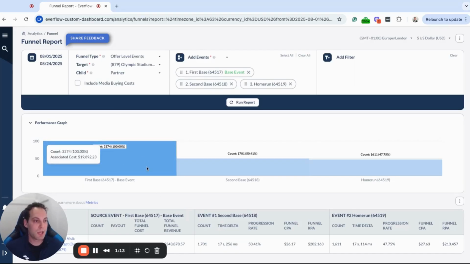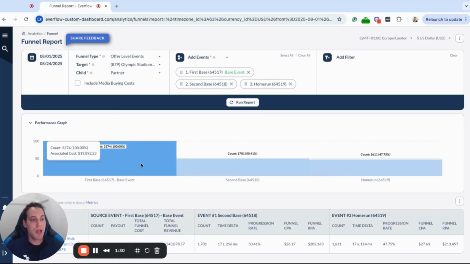So in this case, we see a healthy amount of conversions for our base conversion. We see about a 50% drop off to our second event, and then a pretty good retention rate between these two events. Now, essentially what this is showing us is there's some sort of blocker, some sort of bottleneck between these two events.